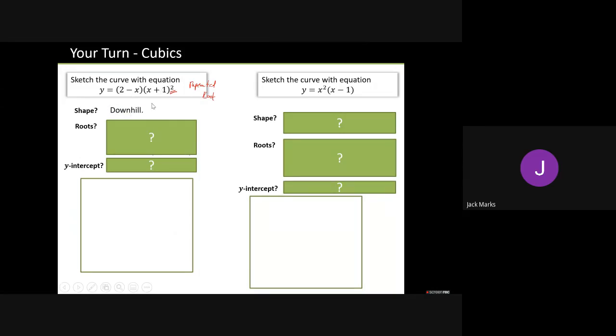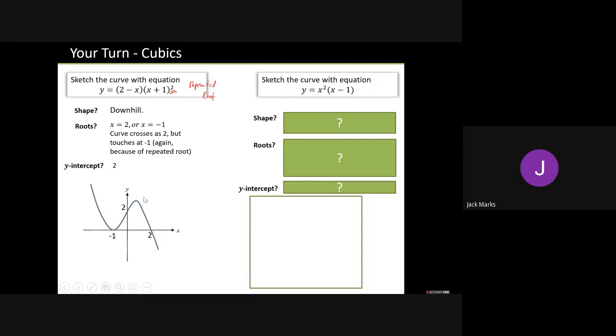So a negative downhill, we should get a minus x cubed from here. Roots at 2 and then a special root at -1. Y-intercept is 2, which gives us all this diagram. So notice here we have a repeated root.